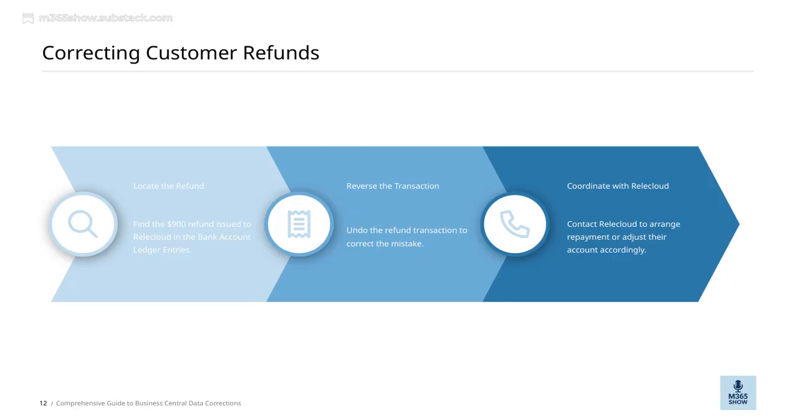To do that, we need to locate the specific refund. In this case, the $900 refund issued to ReCloud in the bank account ledger entries. Finding this transaction is crucial because it's the foundation for making the necessary corrections. By following these steps, we ensure our data remains precise and our customer accounts are properly adjusted.